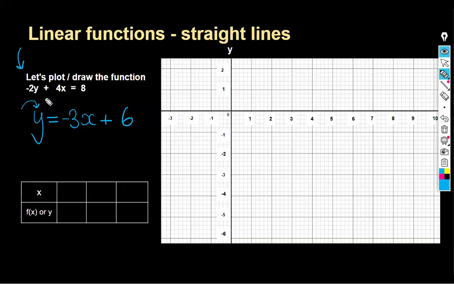When you have to draw a graph, make sure to make y the subject. That means y on one side and everyone else on the other side. And that's the trick in this particular question. When I gave you this question, y was not the subject. Look at it. You have minus 2y plus 4x on one side. To do this question, we're going to have to use our algebra skills, our transposing skills to get y on one side. So let's try that now.